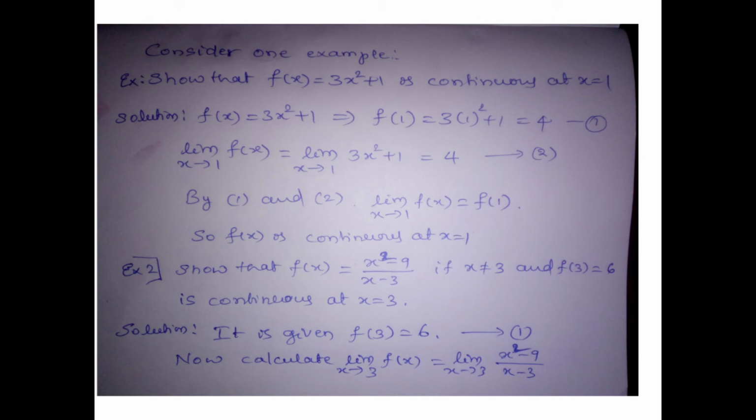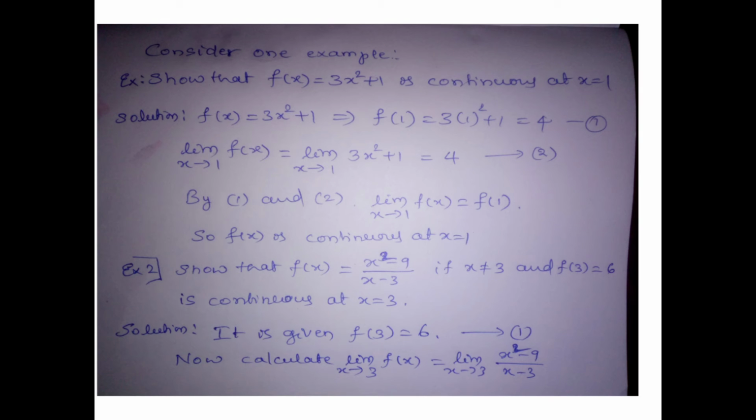So let us consider one algebraic function. Show that f(x) equal to 3x squared plus 1 is continuous at x equal to 1. Here the value of the function at x equal to 1 is not given. So we shall first calculate the value of the function at x equal to 1, and we see that f(1) is equal to 3 into 1 squared plus 1. So we replace x by 1 and we get the value as 4. So f(1) is equal to 4.